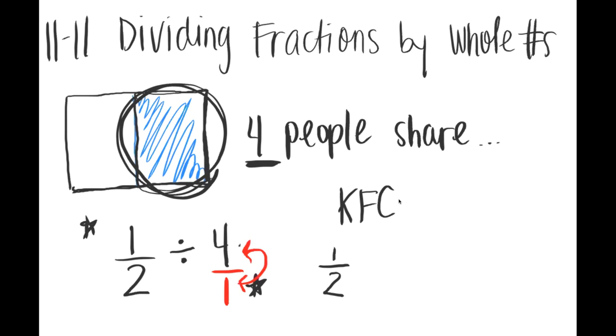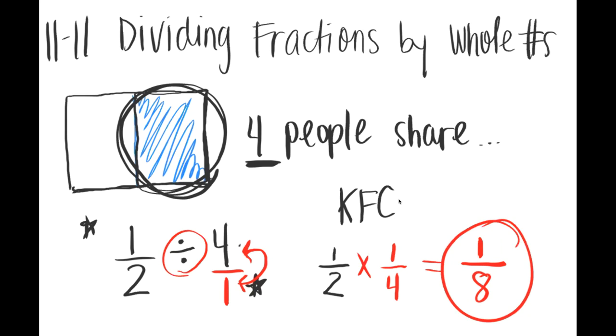bottom to top, top to bottom. So it's going to be 1/4 now, okay? Then we're going to change our division sign to multiplication and solve. Here we have 1 times 1 is 1, all over 2 times 4, 8. And there's your answer. Okay, so same steps for KFC.